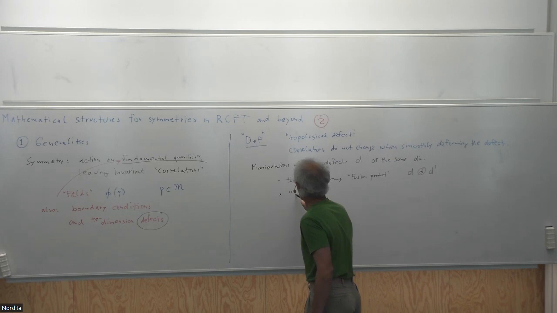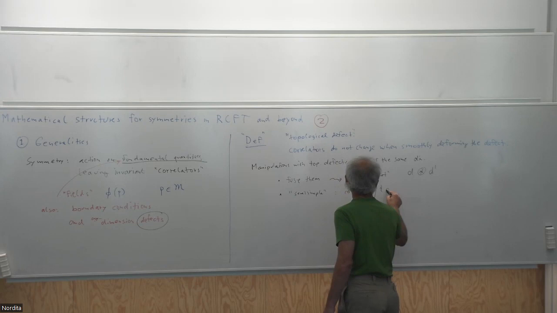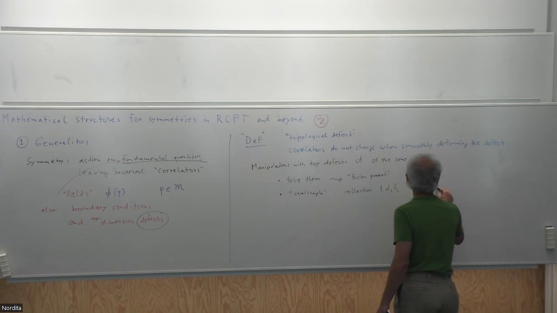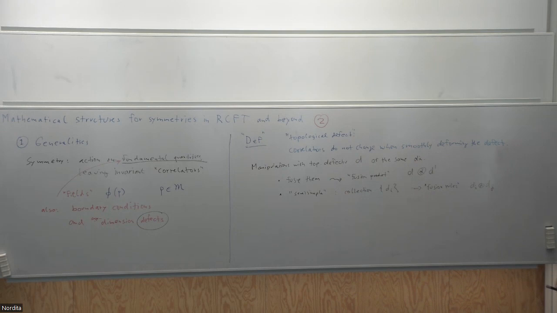Then you could hope that there is some kind of semisimplicity, so that there would be a collection of defects D_i, such that every other defect is in a suitable sense a direct sum of those. And in this case, you get what you call fusion rules. You look at the fusion product of two of them, and this will be isomorphic to a direct sum of those. You have only these defects, but they can appear several times, so you have certain multiplicity spaces.